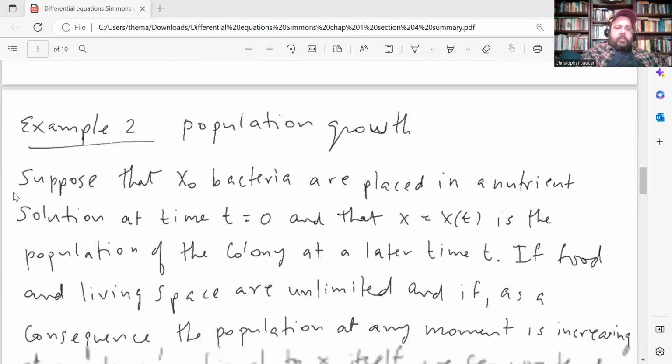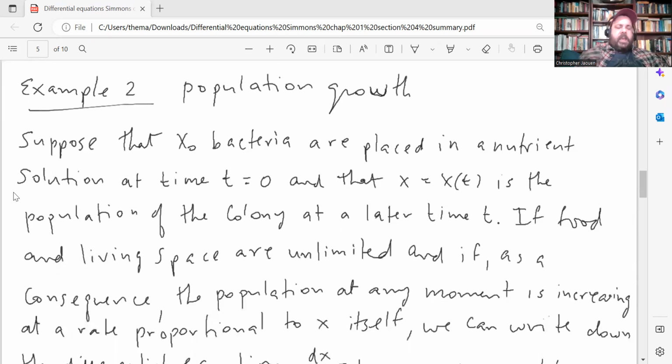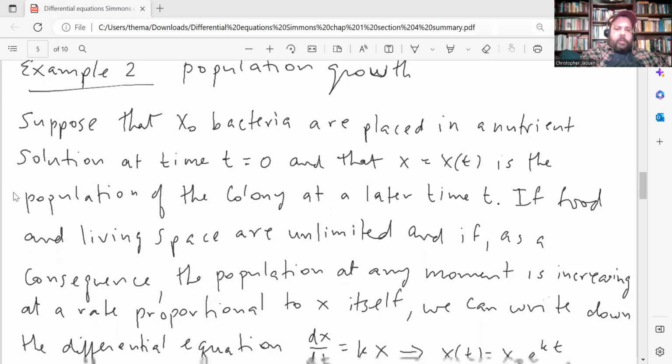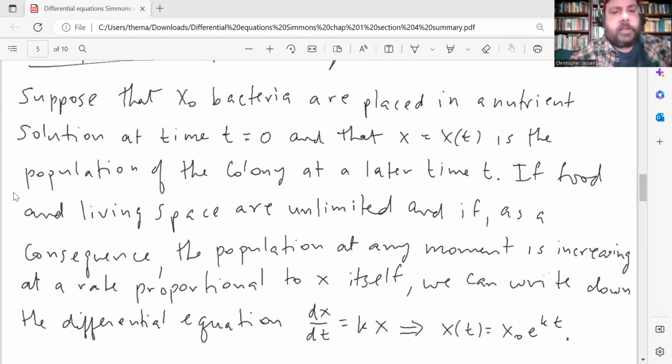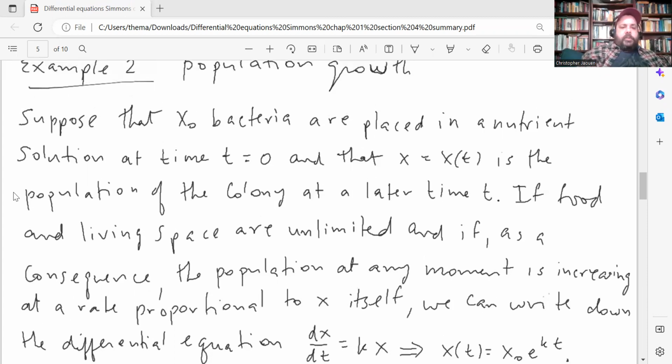Second example is with reference to population growth. Again, if you've taken pre-calculus or whatever, you've done problems like this before. So hopefully at least some of these examples will seem familiar to you. Maybe some others won't. But if we have X0 bacteria placed in a nutrient solution at time t equals 0, and X equals X(t) is the population of the colony at a later time t.